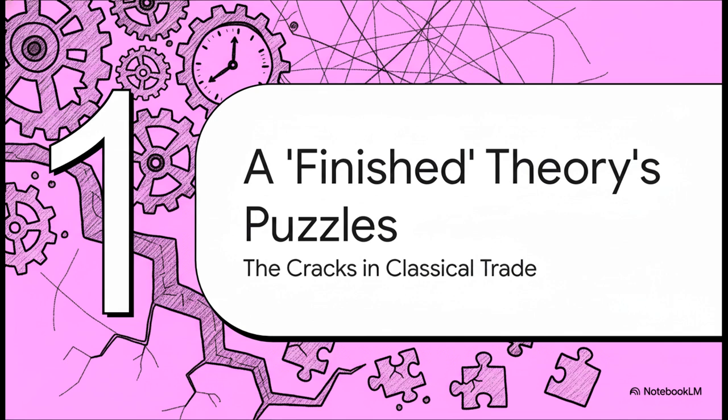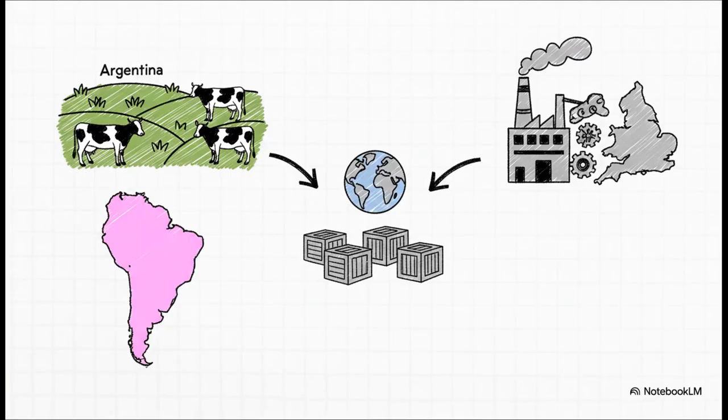Because to really get why any big idea is a revolution, you first have to see what was wrong with the old way of thinking. You have to see the cracks in the foundation, those real-world facts that the established theory just couldn't explain away. The absolute cornerstone of classical trade theory is this elegant, powerful idea: comparative advantage. The logic is simple. Countries trade because they're different from each other. So a country like Argentina, with tons of land and not a lot of people, exports things like beef. Meanwhile, a country like Great Britain, historically, with lots of capital and skilled workers, exported manufactured goods. It's a simple, really powerful explanation for why we trade, and it's all based on exploiting differences.